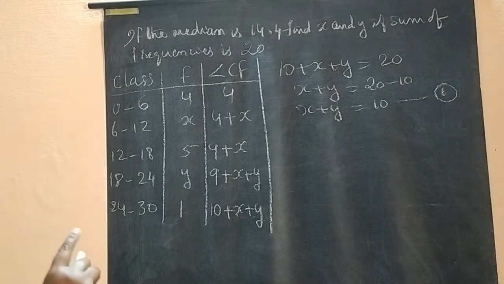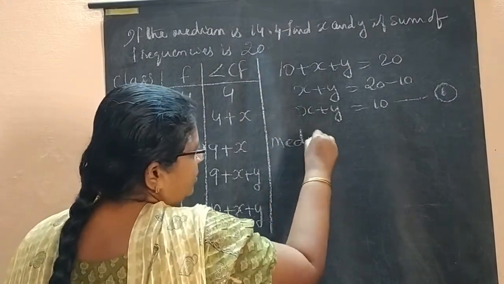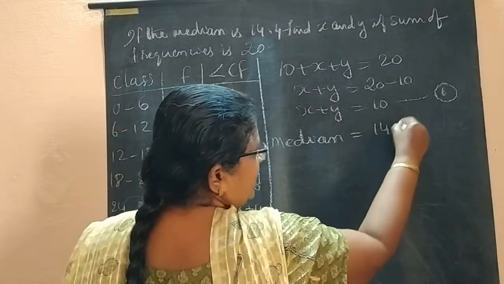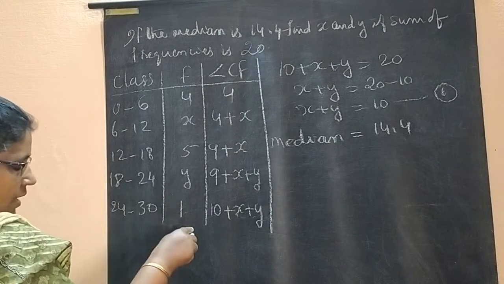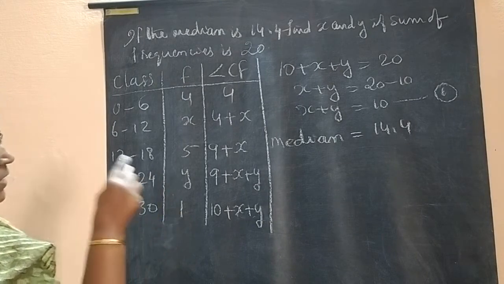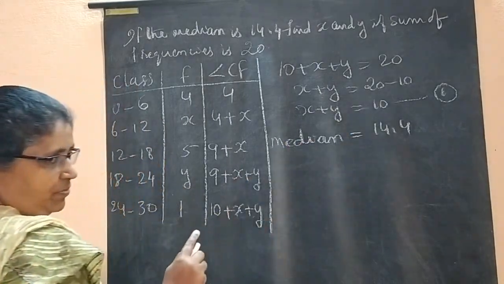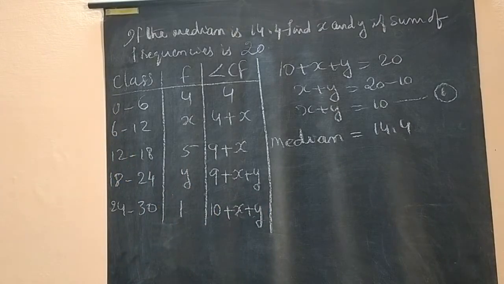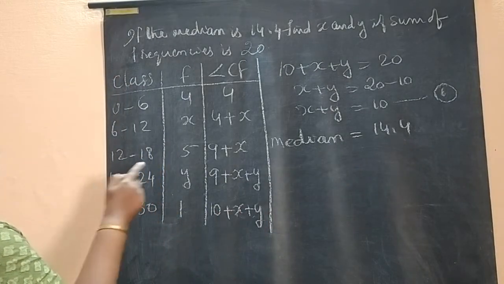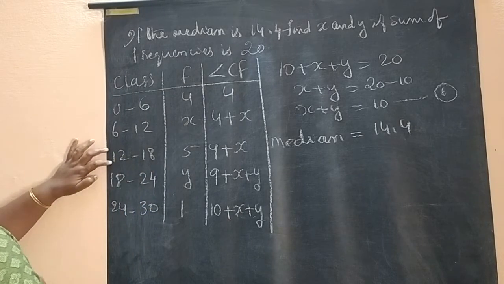So before going to the median formula, you have to find the median class. So for that, consider median. What is median? It is given 14.4. Now, in missing frequency question, median class is the class in which the median falls. Okay. In missing frequency question, median class is the class in which the median falls. So median is 14.4. It is lying in between 12 to 18. 12 to 18. Okay now?